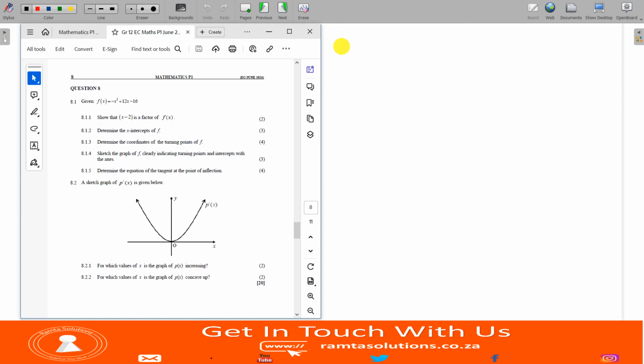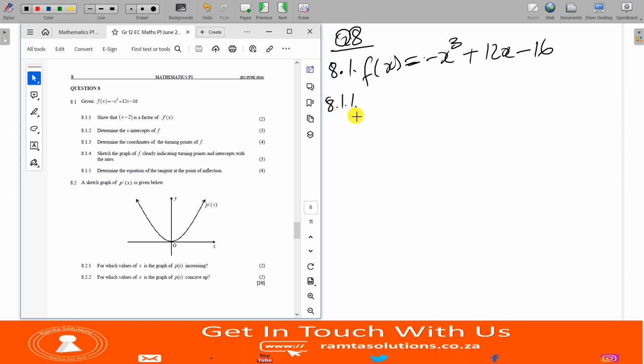Question 8. We have f of x equals negative x cubed plus 12x minus 16. 8.1.1. Show that x minus 2 is a factor of this.